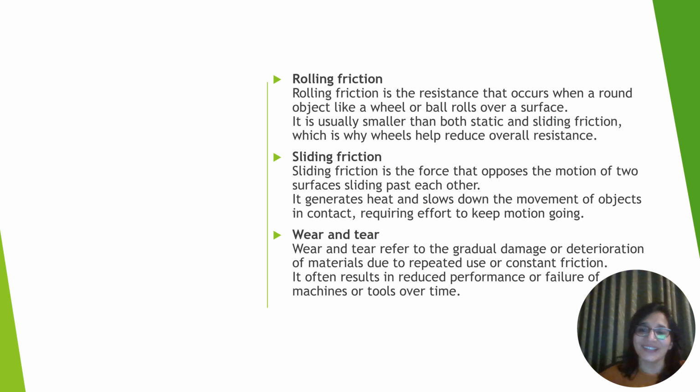What is rolling friction? It is the resistance that occurs when a round object like a wheel or ball rolls over a surface. It is usually smaller than both static and sliding friction, which is why wheels help reduce overall resistance. Now, what is sliding friction? It is the force that opposes the motion of two surfaces sliding past each other. It generates heat and slows down the movement of objects in contact, requiring effort to keep motion going.